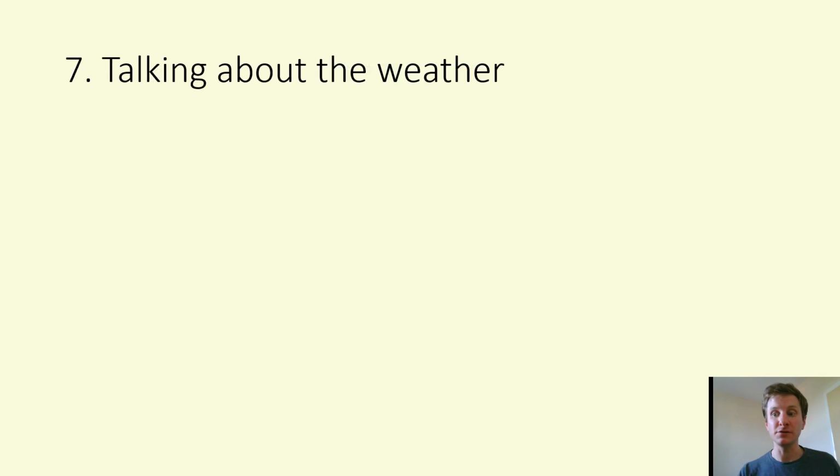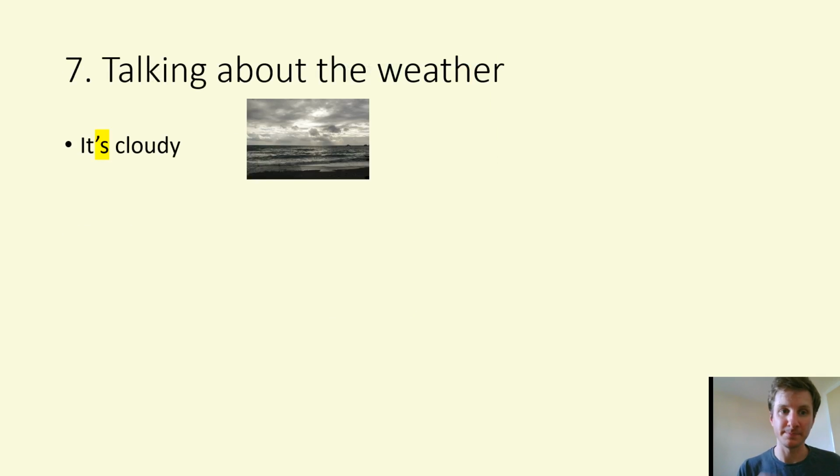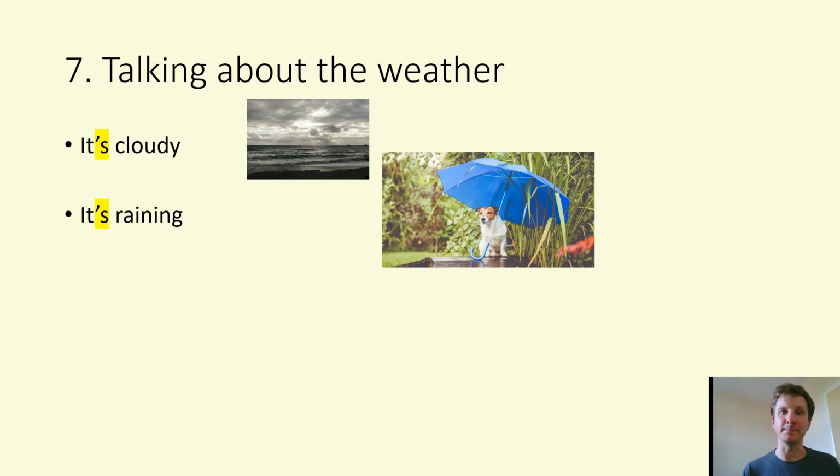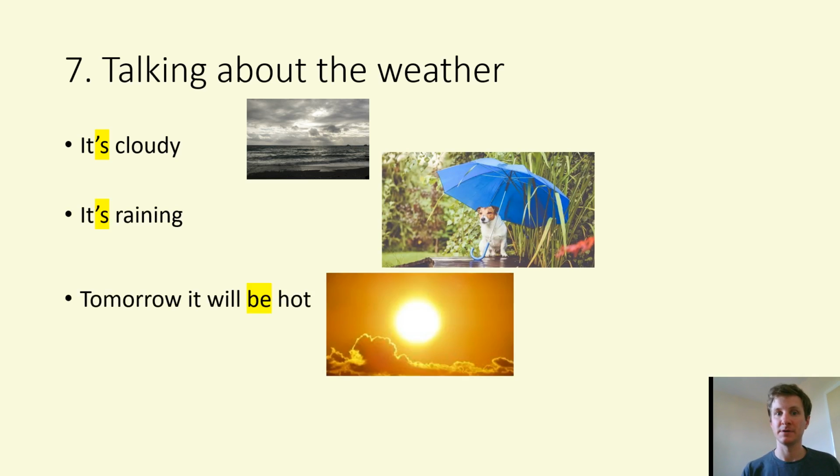Number 7, use of the be verb. We use it for talking about the weather. It's cloudy. We always use it. Well, we sometimes use it to talk about the weather. It is cloudy. It's raining. It is raining. Tomorrow it will be hot. Here we've got the be verb in the infinitive form with will. So we're using the be verb to talk about the weather.